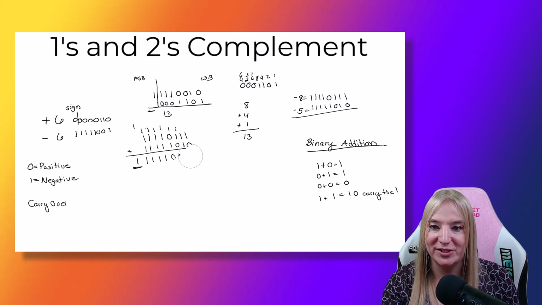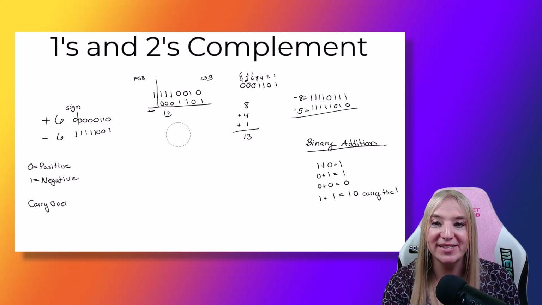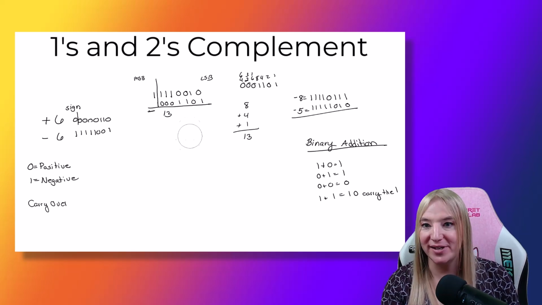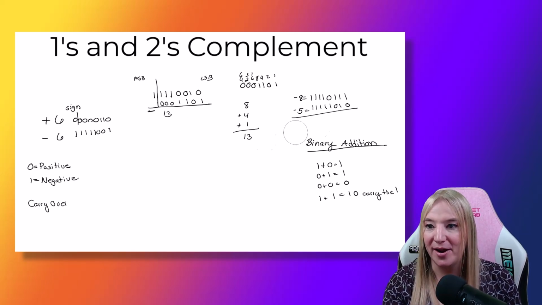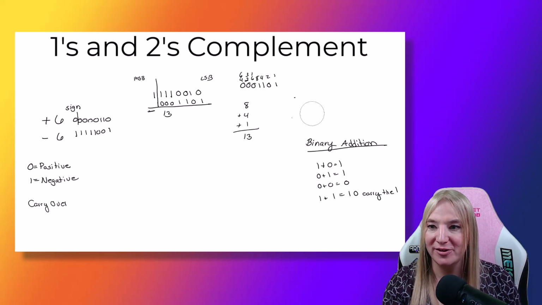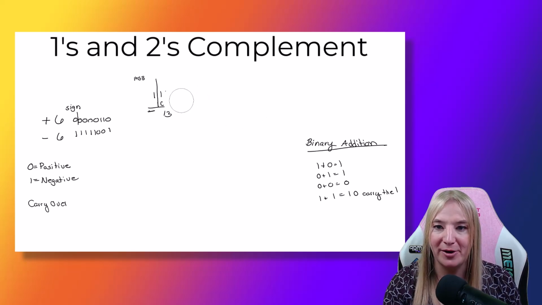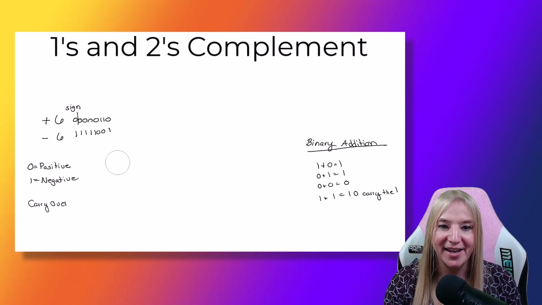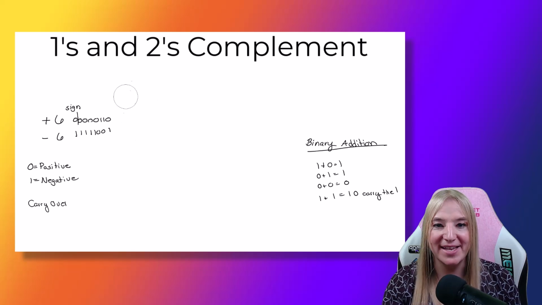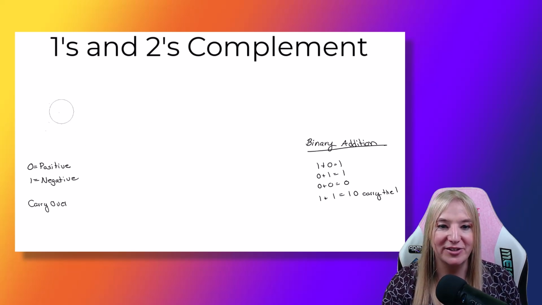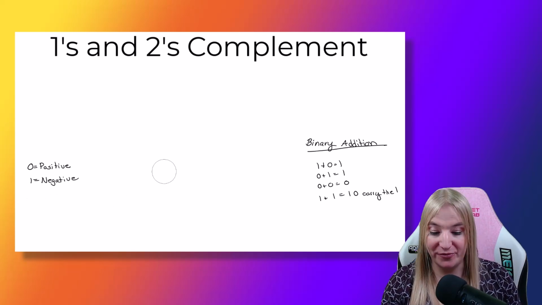So now let's take a look at two's complement. I'm going to use the same values, similar numbers. I'll get rid of some of this over here. Just cleaning up shop a little bit, guys. I always say that. So in this case, we're going to use positive and negative 6. In fact, let's just get rid of this too. And some of the rules are still going to be the same.